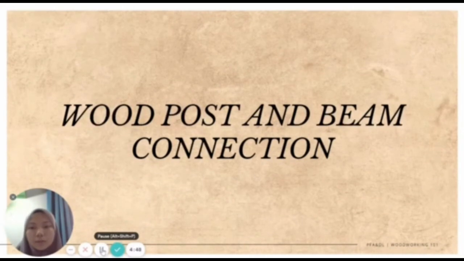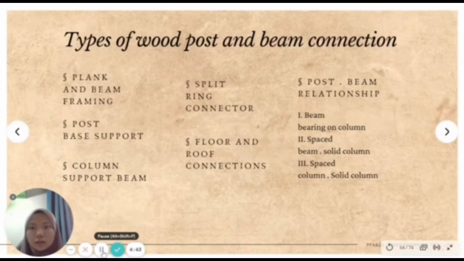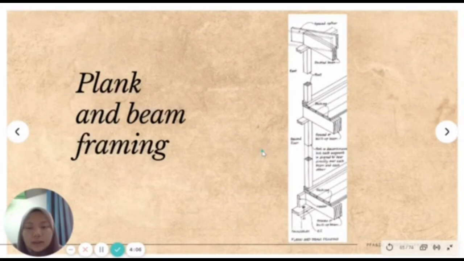So today I would like to present my part, which is wood post and beam connection. So there are several types of wood post and beam connection, which are plank and beam framing, post base support, column support beam, split ring connector, floor and roof connection, and post and beam relationship. So first is plank and beam framing.